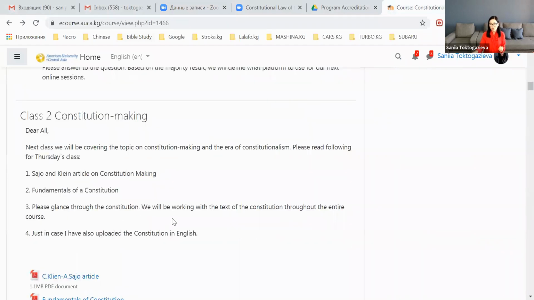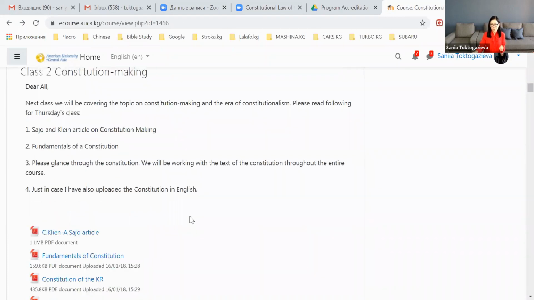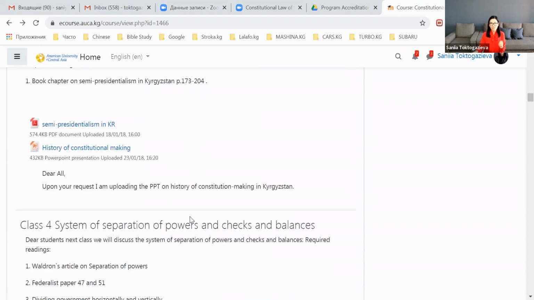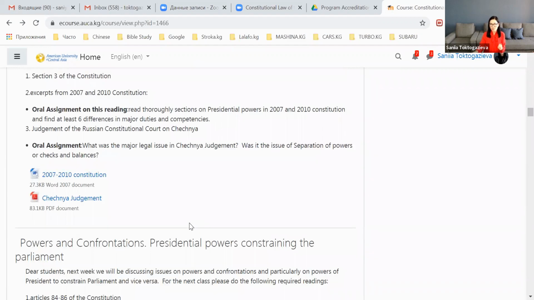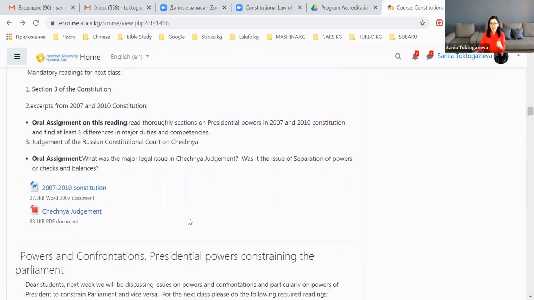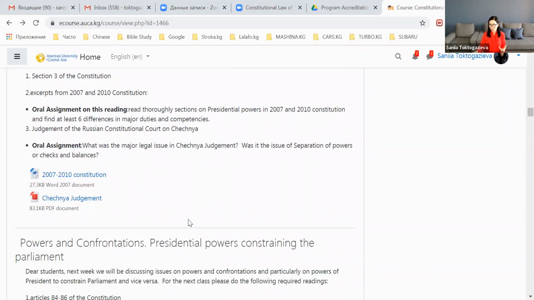Every course module is designed this way by the class name, where I post the reading materials beforehand, giving students specific instructions on how to do the reading and what exactly to pay attention to. So the students come to the online classes, most importantly, prepared, and we discuss them together during the class.